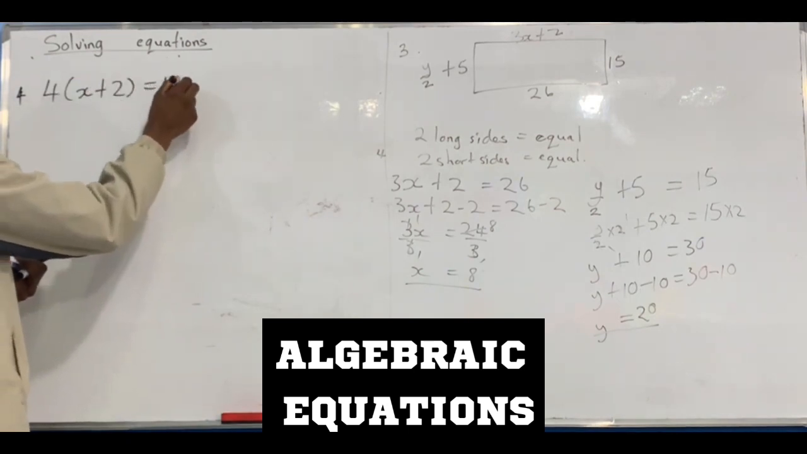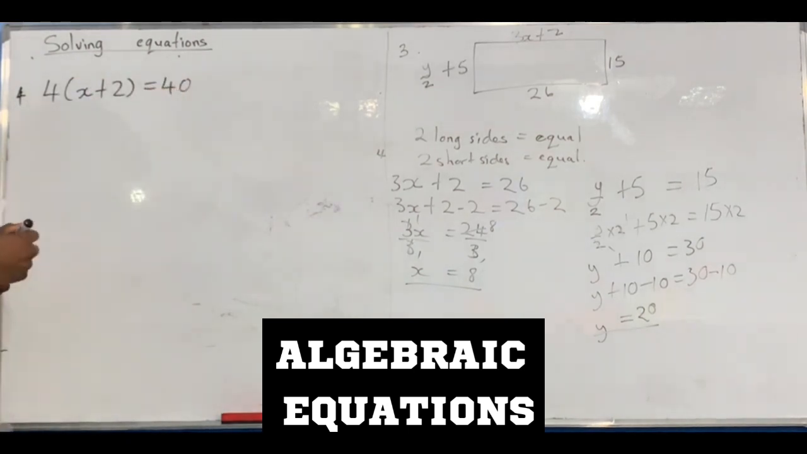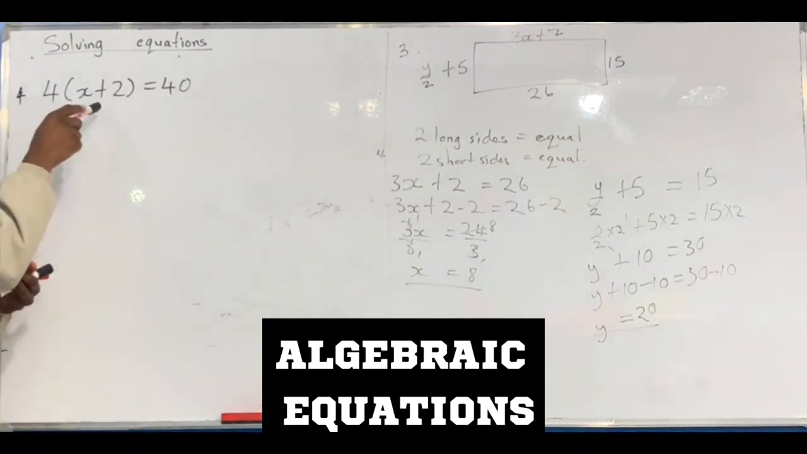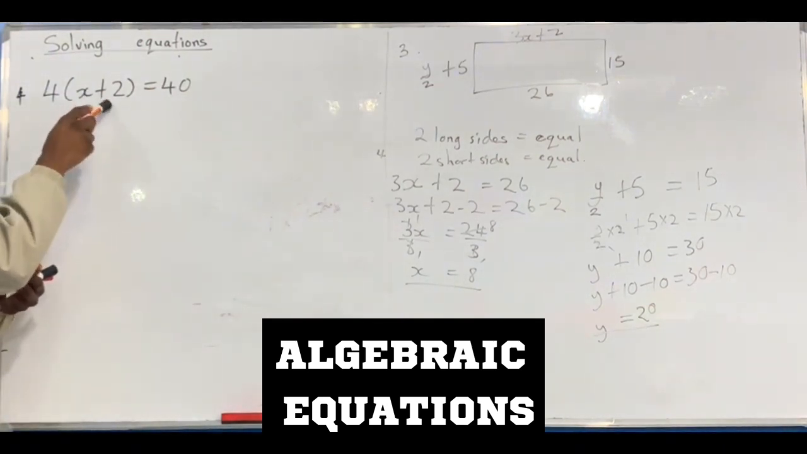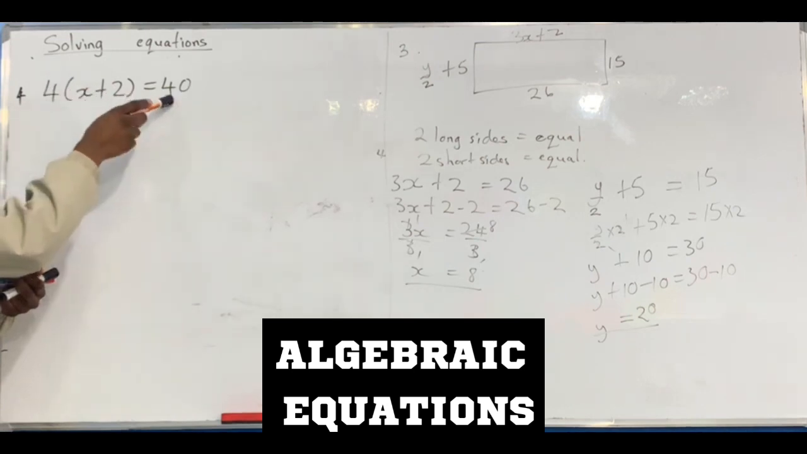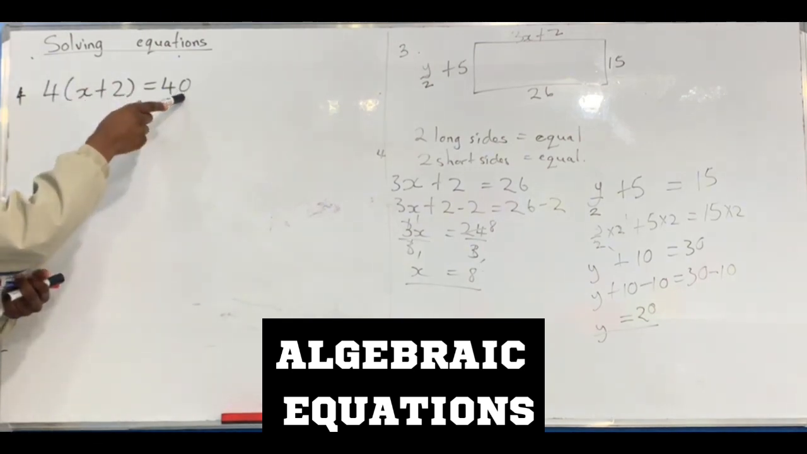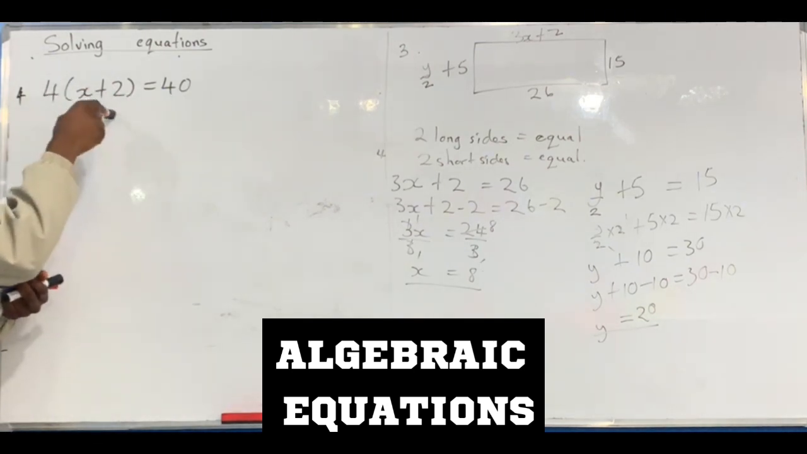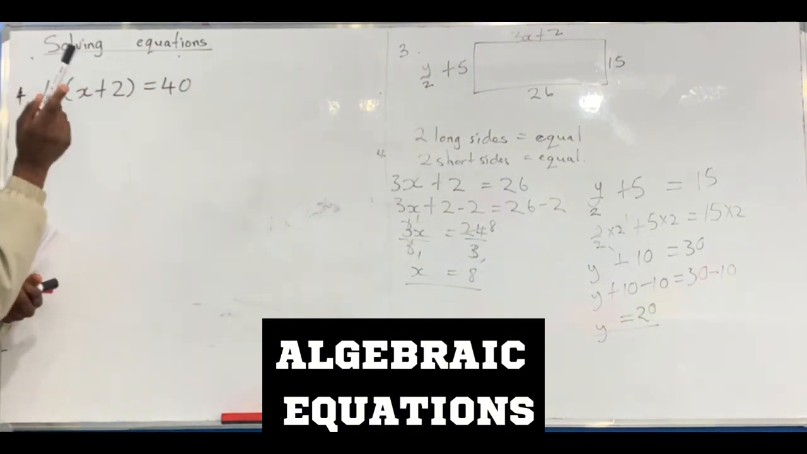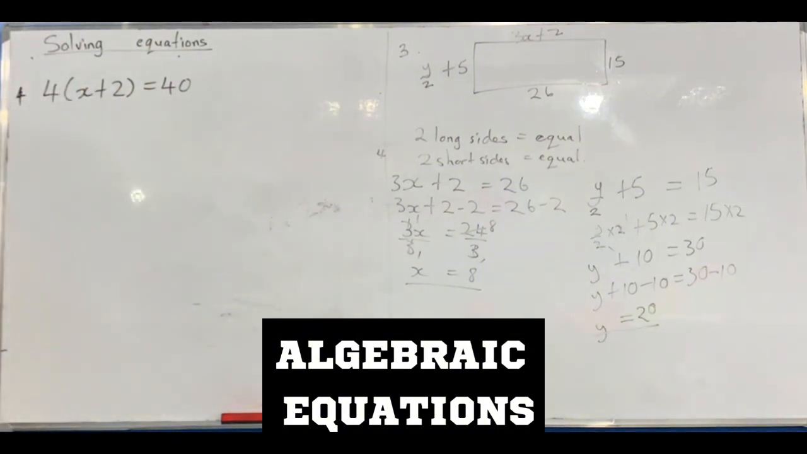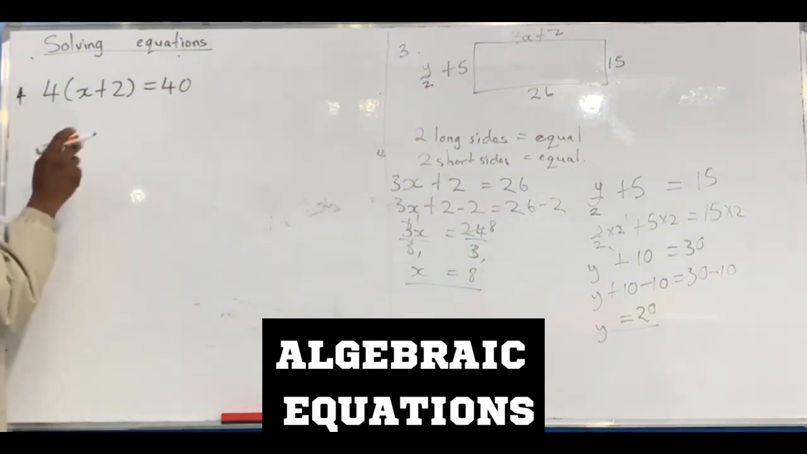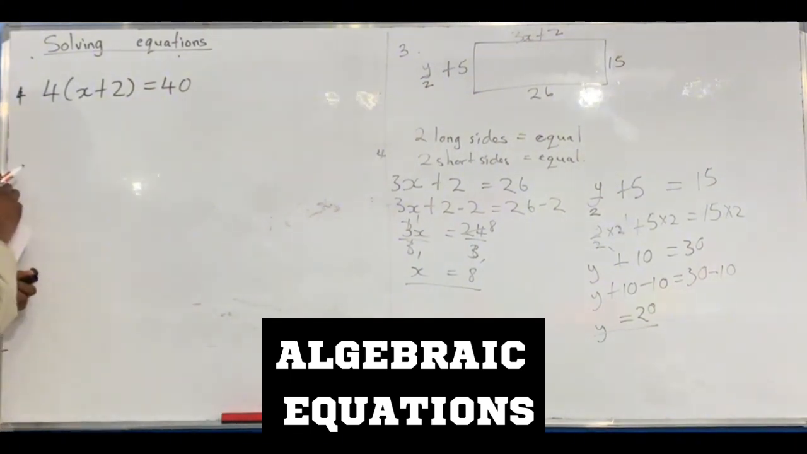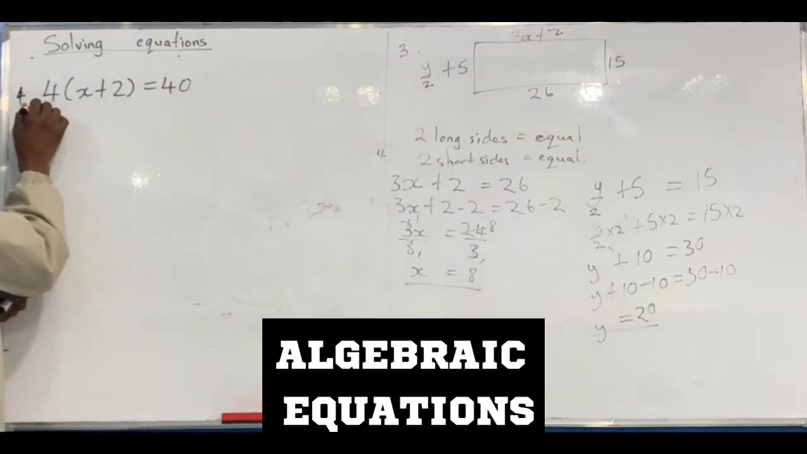4 bracket x plus 2 is equal to 40. Alright, so you can see again that in this question both sides have multiples of 4. 4 and 40 are both multiples of 4. So what we'll simply do, we'll divide by 4 both sides, and then we remain with x plus 2 equated to the answer which we get on the right hand side. So we divide by 4, and then we solve quickly and easily.